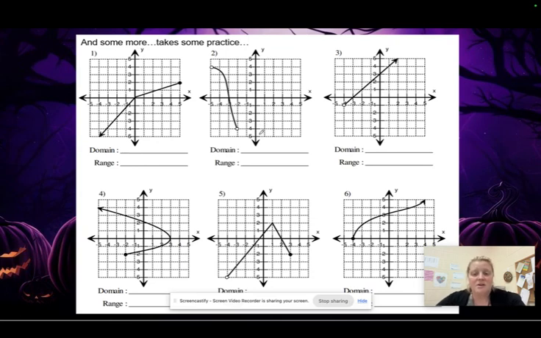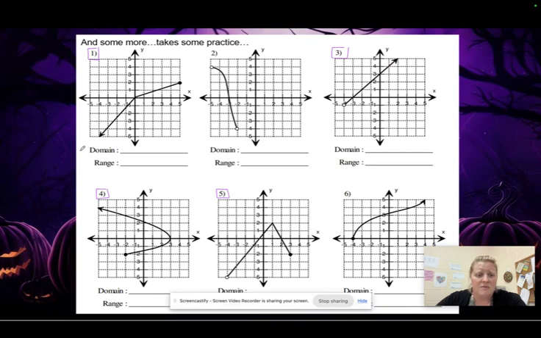What I'd like to do is maybe go through a couple of these, give you a shot with one of them, and then maybe have you do some by yourself. Okay, so we'll do number 1 together, and then I think we'll do number 3 together. I definitely want to do number 4 and number 5 together. So let's start with domain.